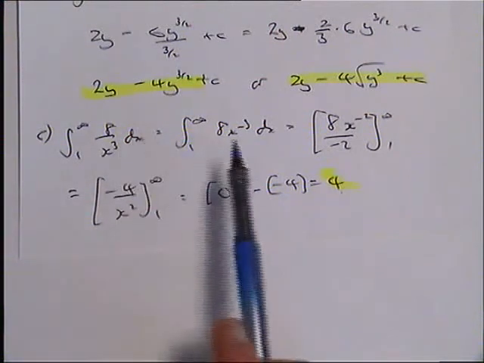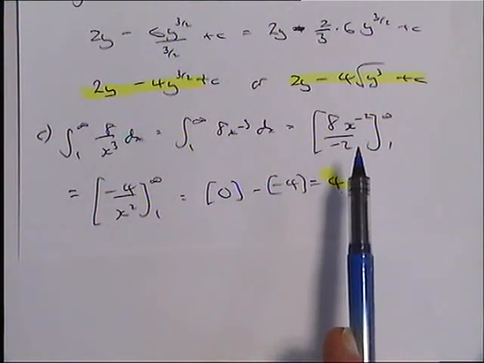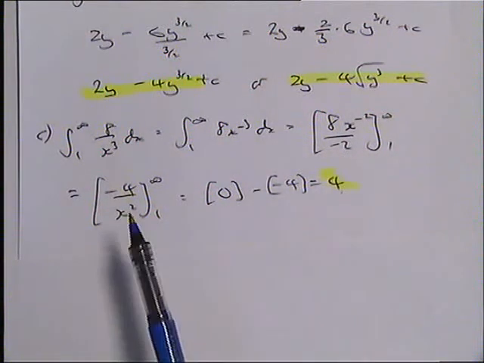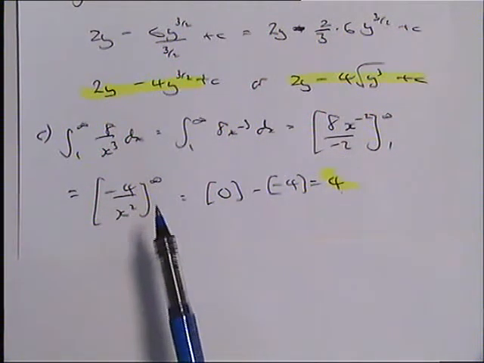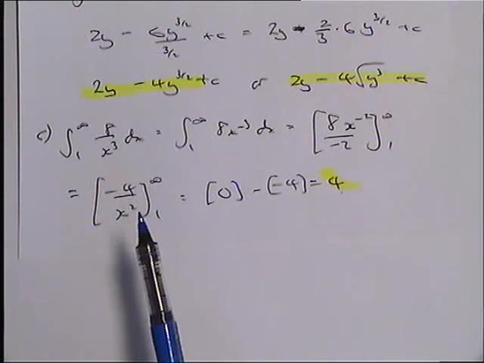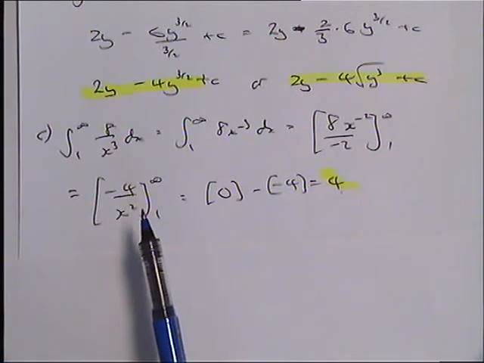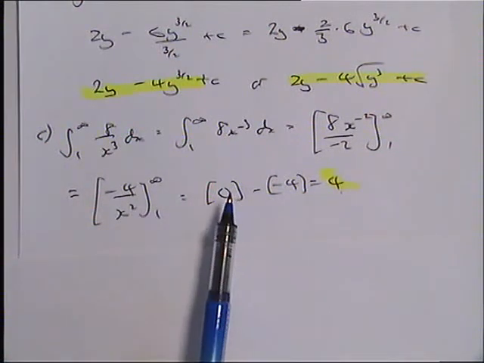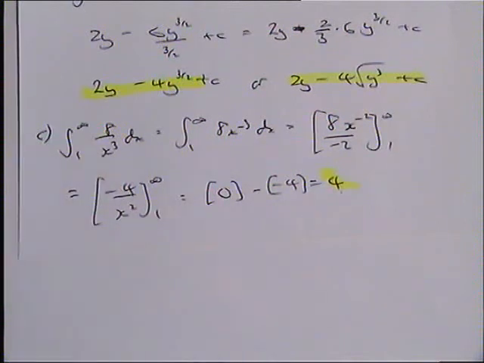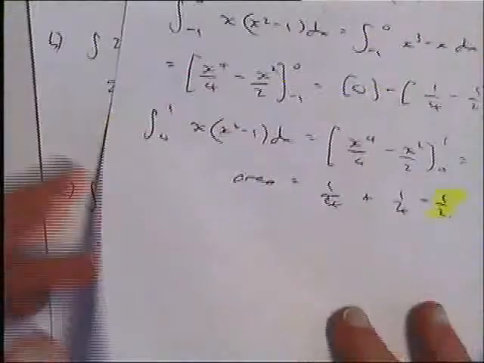When you integrated it, you got this, and because you're dividing by x squared, when you put infinity in, you're dividing by something massive. That gives you an answer of 0, and you should have got an answer of 4 there altogether. So those were the questions and the answers. So if we just go back through those for some marking.